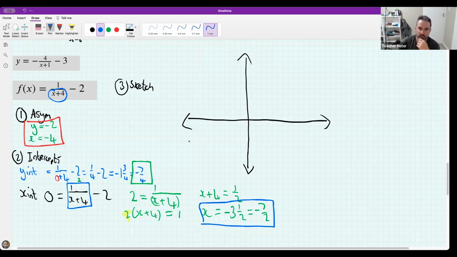Let's start by putting in. Okay, I actually drew my scale a bit off. Let me.